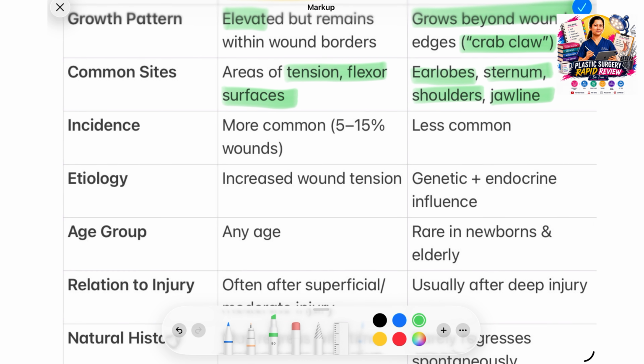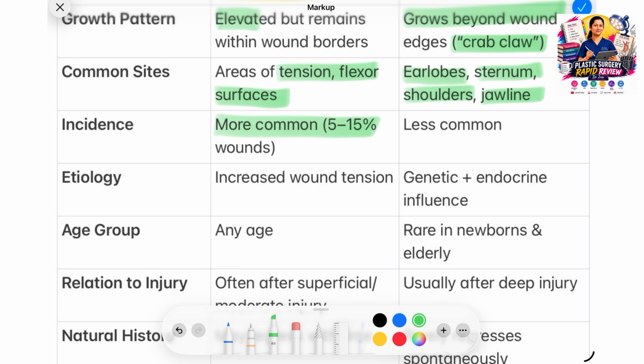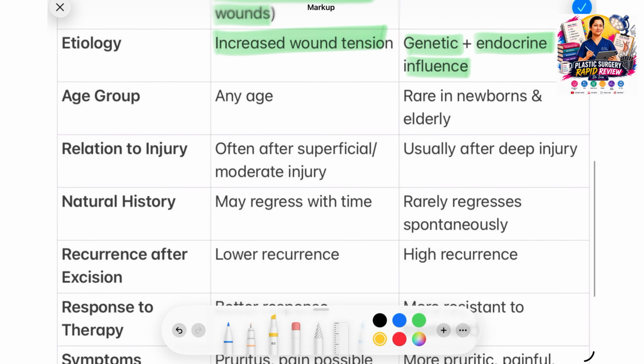Incidence of hypertrophic scar is more common, that is 5 to 15%, whereas it is less common in case of keloid. Etiology: hypertrophic scar happens where there is increased wound tension, whereas keloid is genetic and also endocrine influence driven. Age group: any age may have a hypertrophic scar, but keloids are very rare in newborns and the elderly. Relation to injury: hypertrophic scar is often seen after a superficial or moderate injury, but keloid is usually seen after a deep injury.